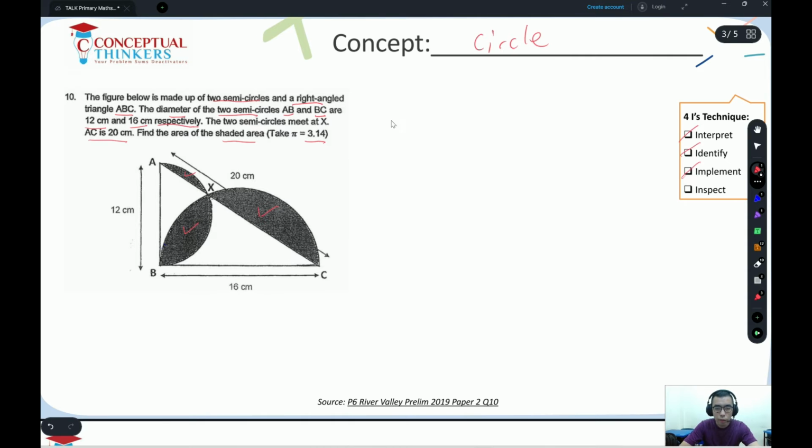Okay, so now first we need to do some calculation. We need to find the radius of the small semicircle.